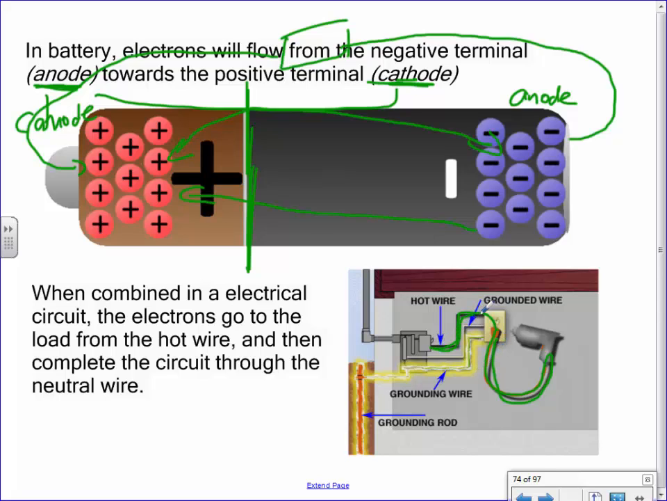So electricity comes through the hot wire, goes through one prong to your device, back again, and then goes back through the neutral wire.